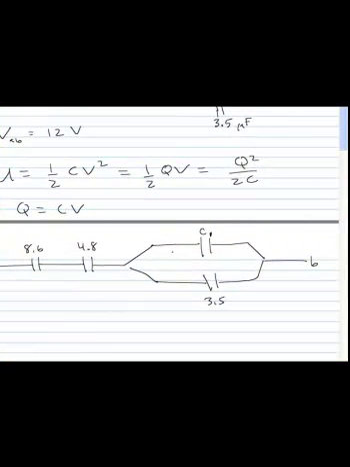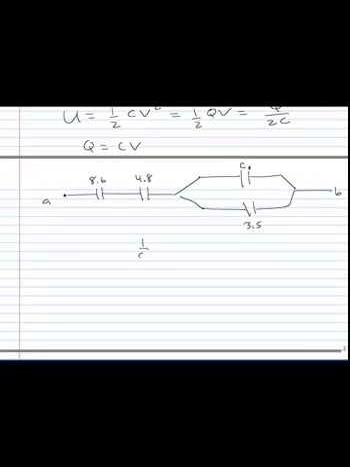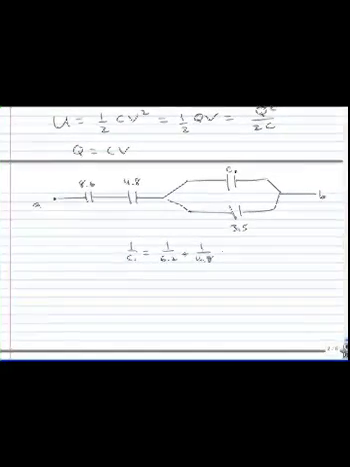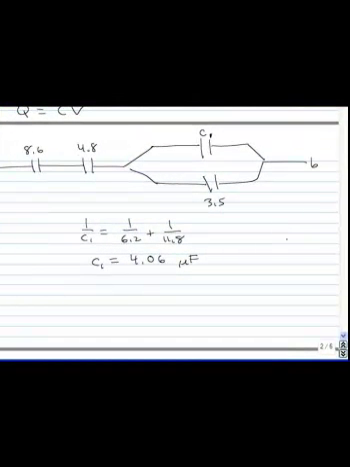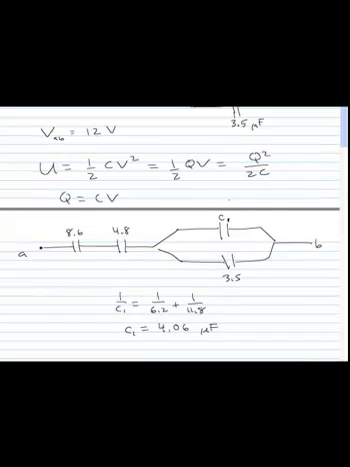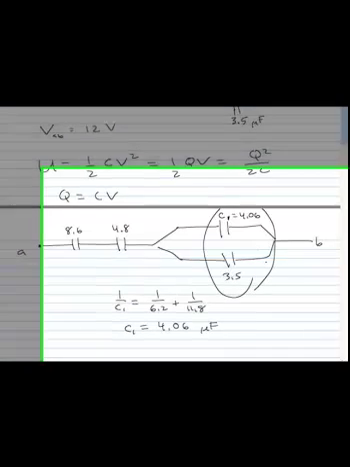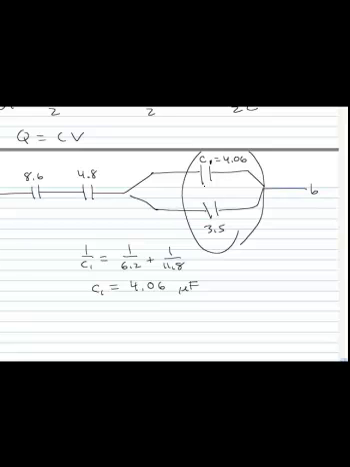And those are in series, so for capacitors 1 over C1 is equal to 1 over 6.2 plus 1 over 11.8. They're all in microfarads, and I get C1 is 4.06 microfarads. Now I have two capacitors in parallel, and I want to combine those two.